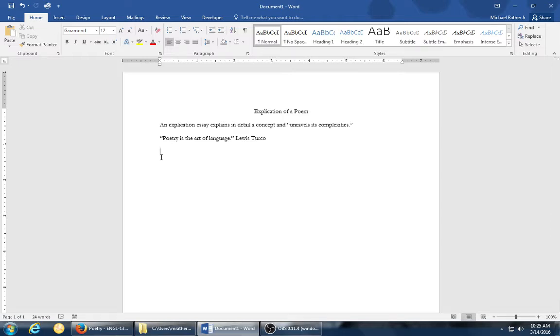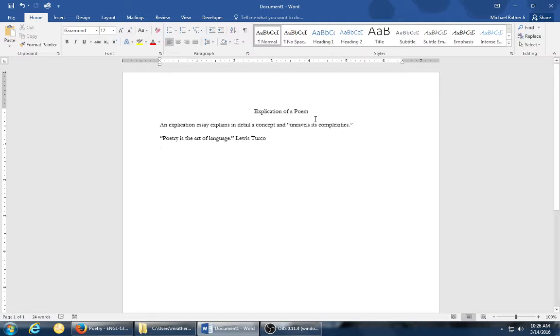So, during this whole unit, I've been trying to give you the terms and the specific tools and elements that poets use to create a poem so that you can then talk about how you see those things in a poem. Right? So that's what the explication is all about. It's discussing a poem's elements, illustrating for the reader that you understand how the poem's put together.